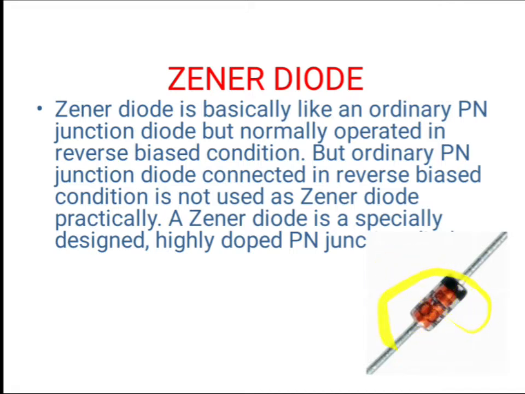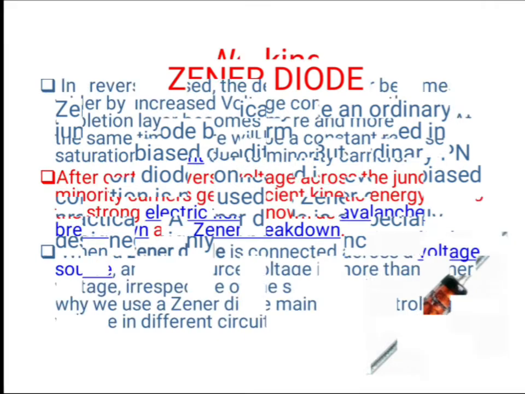While doping highly near the junction, the depletion layer will have more recombination of electrons and holes, so the depletion layer forms with a very large thickness. The width will be more there. Now let's discuss more about the Zener diode.